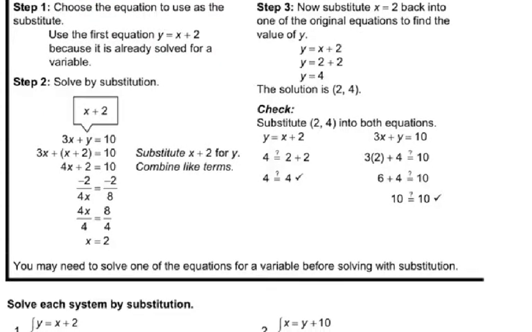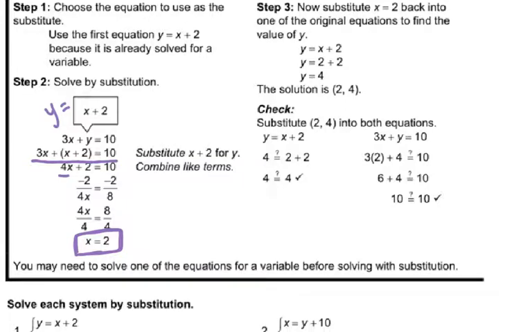Now we know that y equals x plus 2. So we're going to substitute that in for y. So you'll have 3x plus y, which is x plus 2, equals 10. And you'll combine like terms. 3x plus x is 4x plus 2 equals 10. And you're going to keep solving until you get something for x, and you have x equals a number. That's perfect. That's exactly what you want.